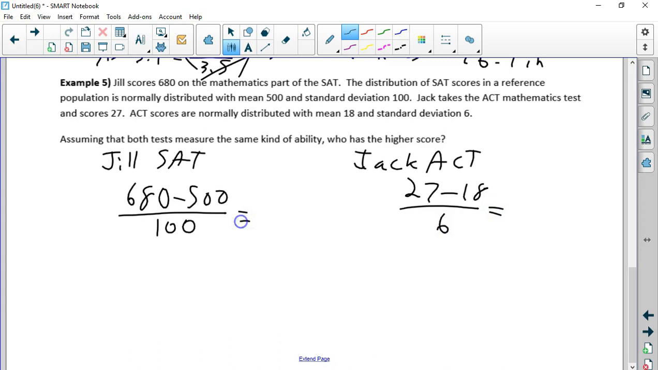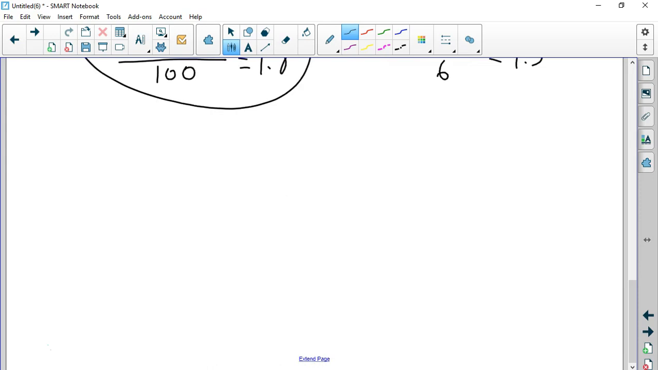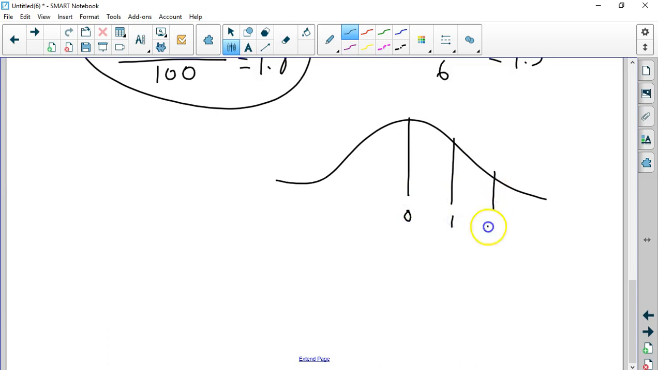Let's see what they got. Well, Jill got a 1.8, and Jack got a 1.5. So who did better? Jill did. Because if you look at the normal distribution real quickly, something like that, here's 0, here's plus 1, here's plus 2, we got 1.5, and we have 1.8. Obviously better. And that's it.